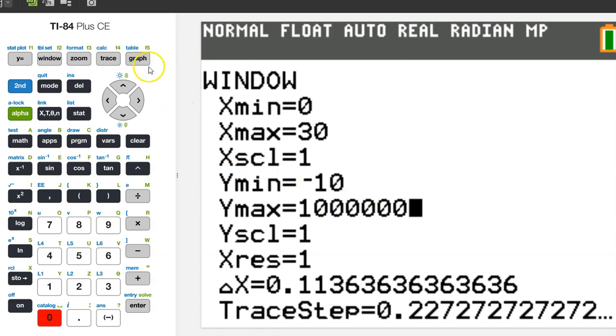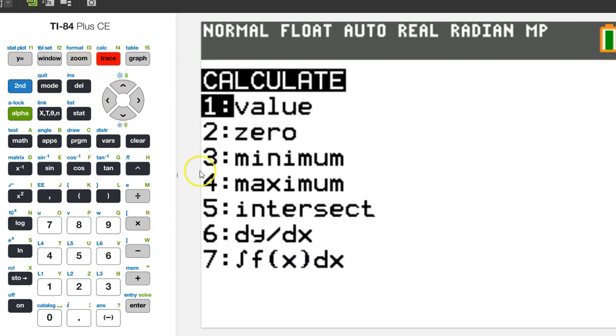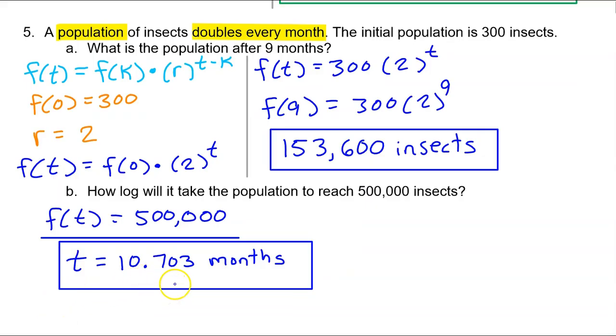And hit graph to see what we've got so far. All right, this is good enough. We can see the intersection point right here. Hit second trace and choose intersect, option 5. Move the pointer close to the point of intersection, and then hit enter 3 times. So enter, enter, enter. And that's your answer. The insect population will reach 500,000 in 10.703 months.